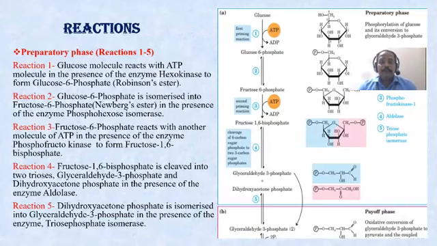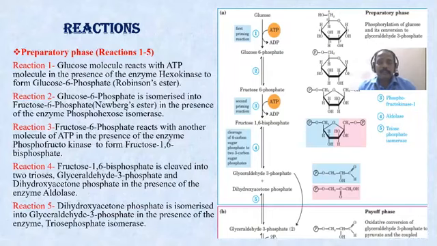So the ultimate function of this phosphohexoisomerase is, not exactly condensation, we can consider it as isomerization: isomerization of glucose into fructose. And it is not an energy yielding reaction.